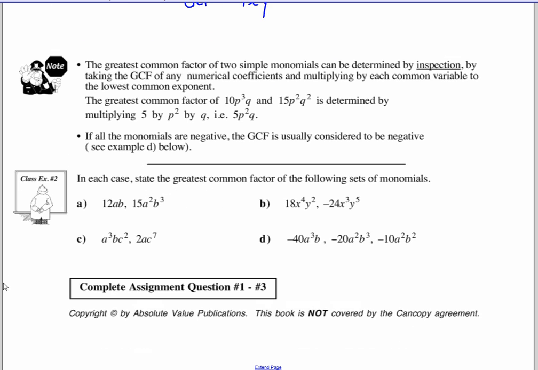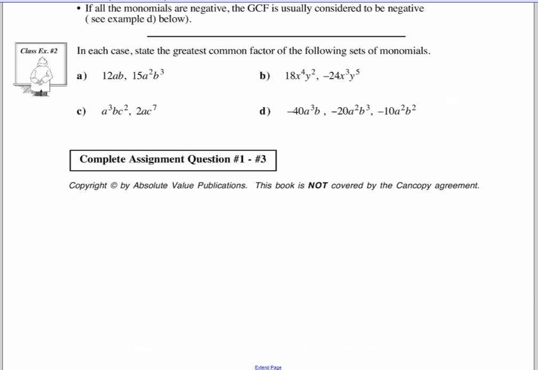So let's try these ones. Let's write the GCF here. 12 and 15. What's the largest number that can divide into 12 and 15? 3. Agreed. Okay, a squared and a. A. And then b and b cubed. B. Good. 18 and negative 24. 6. Okay, x to the 4 and x cubed. X cubed. And then y squared and y to the 5th. Y squared.